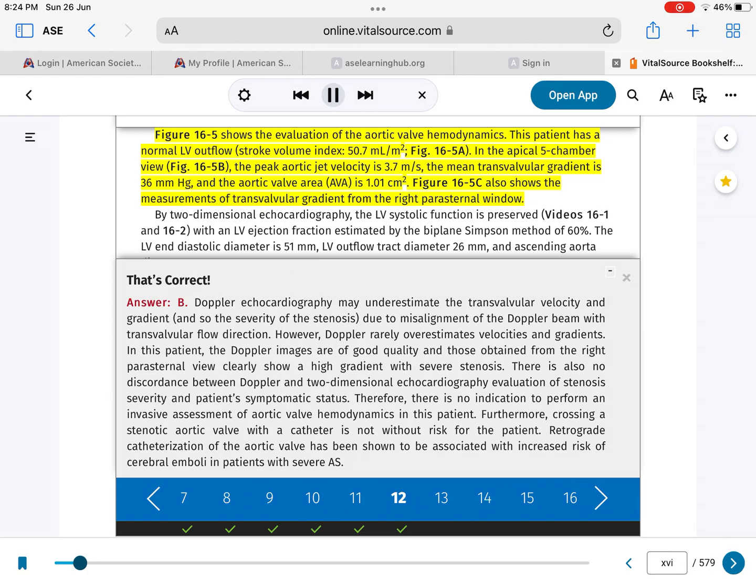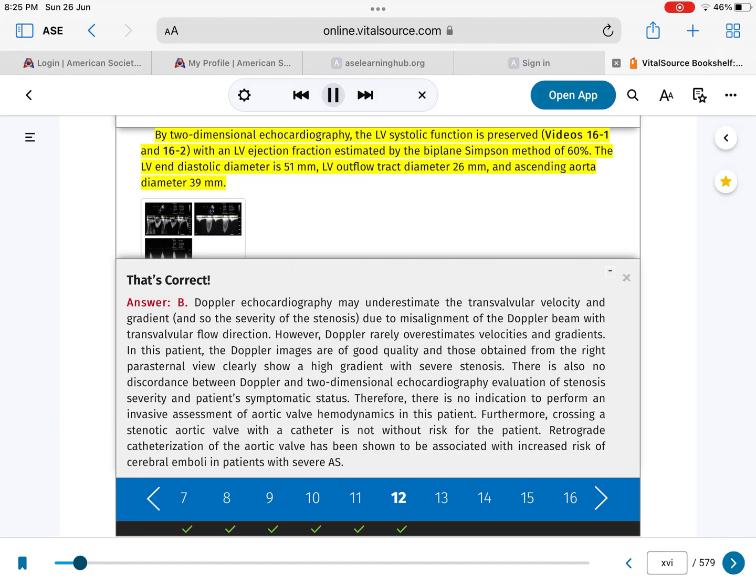Figure 16.5 shows the evaluation of the aortic valve hemodynamics. This patient has a normal LV outflow. Stroke volume index, 50.7 ml/m2, figure 16-5a. In the apical 5-chamber view, figure 16-5b, the peak aortic jet velocity is 3.7 m/s, the mean transvalvular gradient is 36 mm Hg, and the aortic valve area, AVA, is 1.01 square centimeters. Figure 16-5c also shows the measurements of transvalvular gradient from the right parasternal window.